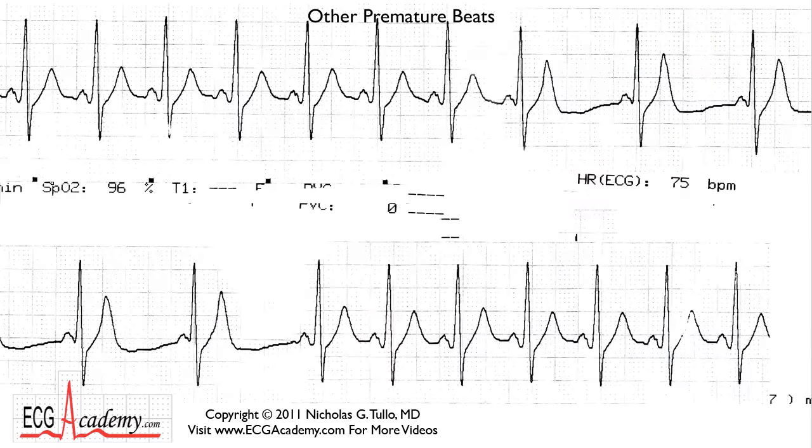Here's an interesting rhythm strip that I found, and you can see that the rate's quite a bit faster than the last cardiogram. The fine lines are kind of difficult to see, but I think if you count off 300, 150, 100, it's just about 100 beats per minute.